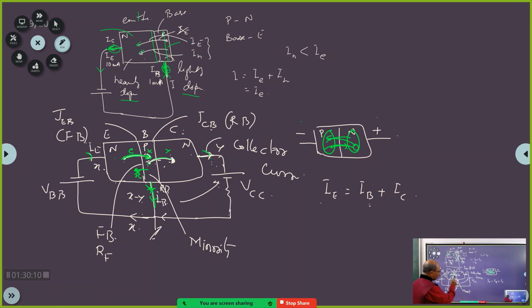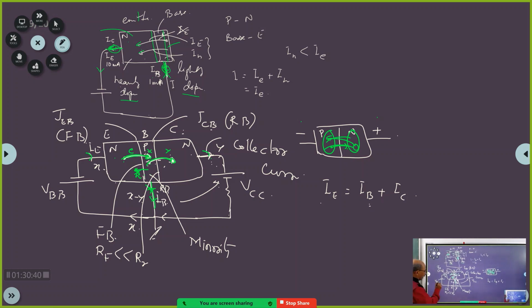For these very electrons to go from this region to this region, they also have to encounter some resistance. What is this resistance? RR, reverse, isn't it? Now you know very well that RR is very much greater than RF. Correct? Okay, now understand this very carefully.